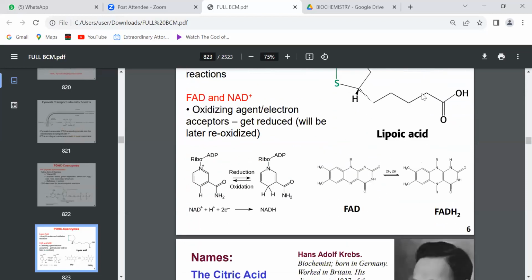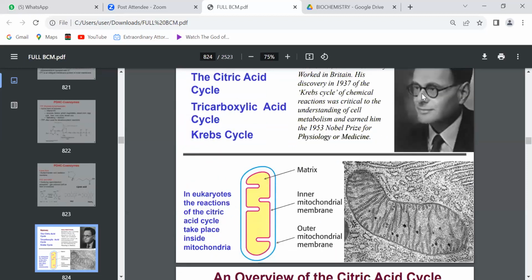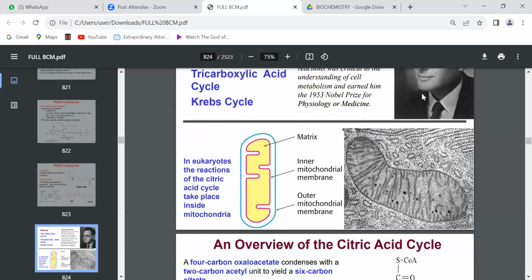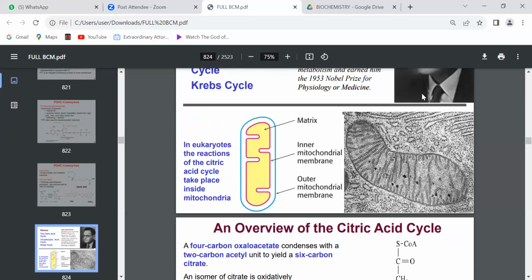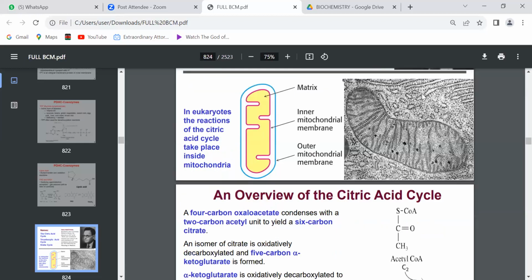Anyway, whether you ask about the TCA cycle or Krebs cycle, they are all the same. The TCA cycle happens under aerobic conditions. It happens in the mitochondria. So if we are talking about prokaryotic cells, in the cytoplasm; eukaryotic cells, in the matrix.